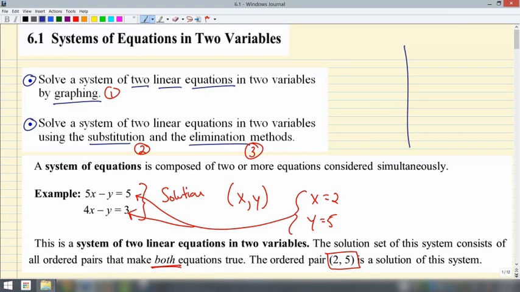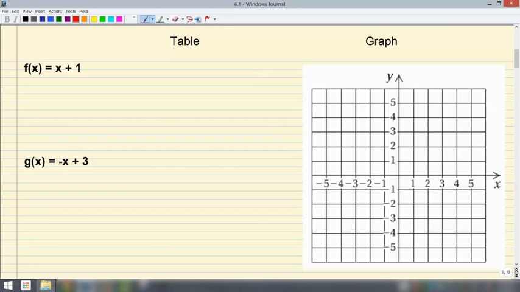Graphically, we're talking about graphing one line that maybe looks like this, and graphing a second line that maybe looks like this, and figuring out where they intersect. That intersection point is the solution. In this example, we have two equations, f of x equals x plus 1 and g of x equals negative x plus 3. And so for f of x, we're going to write this in red, like a fox. G of x, we're going to write that in green because G is for green.